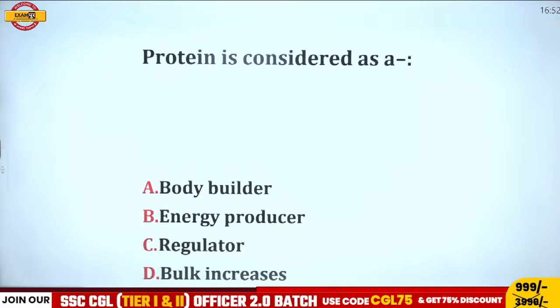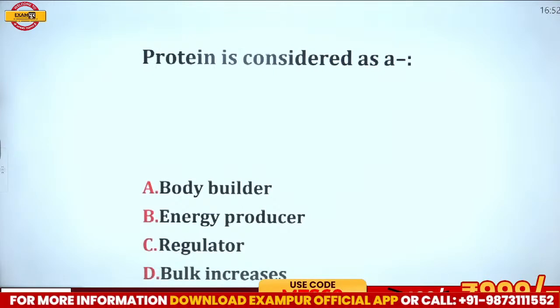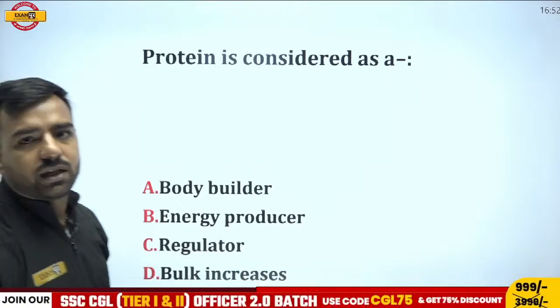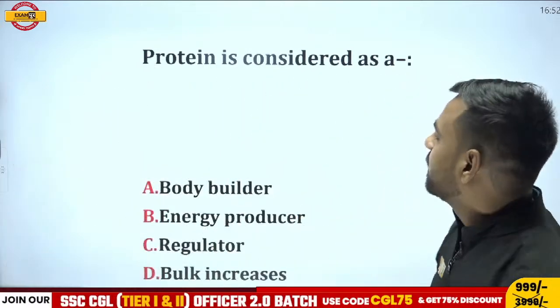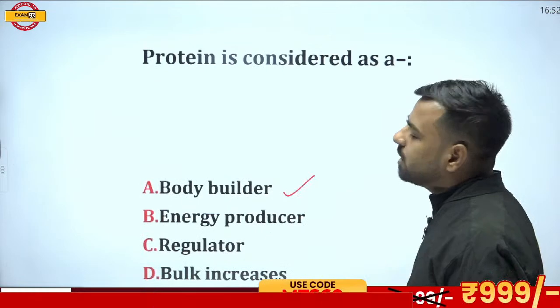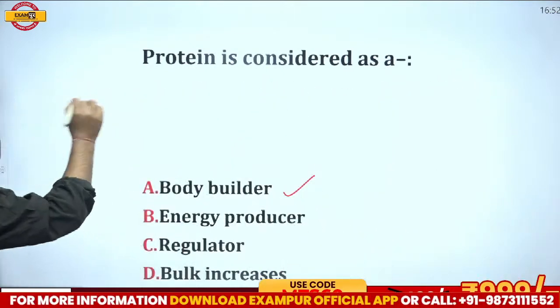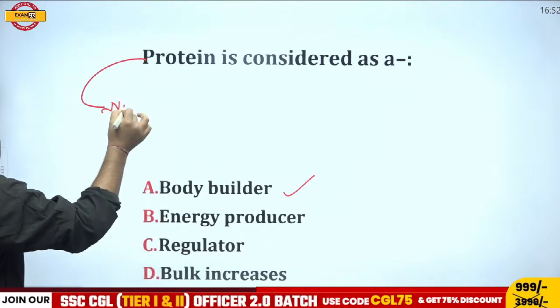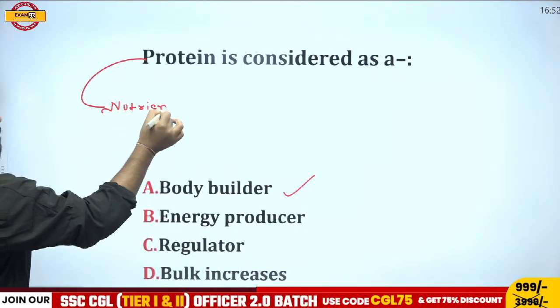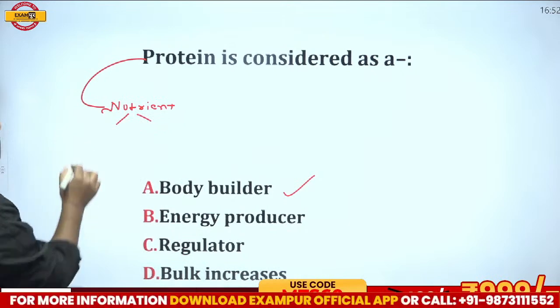So Rohit is going with C. Sorry, Rohit is going with A. Okay, so Rohit is saying, sir, it would be bodybuilder. And let me tell you, Rohit, you are absolutely correct. Totally correct. Awesome. If I talk about protein, it is a bodybuilder. But one more thing we must remember, when we talk about protein, what is that? It is a nutrient, right? And nutrient is divided into two parts.